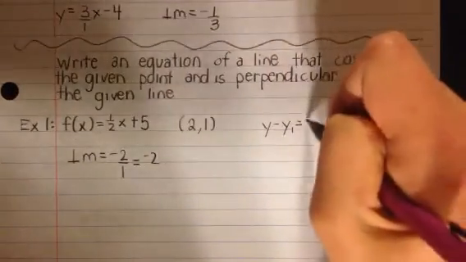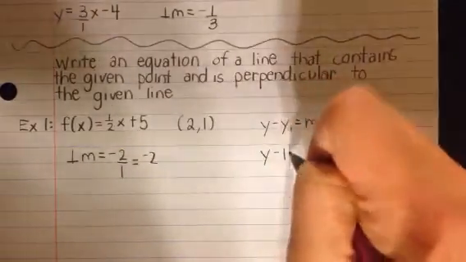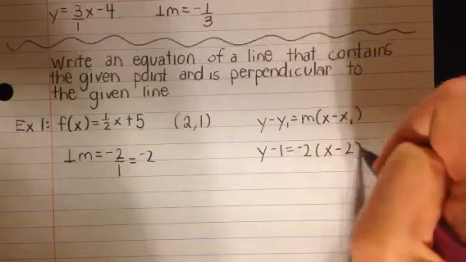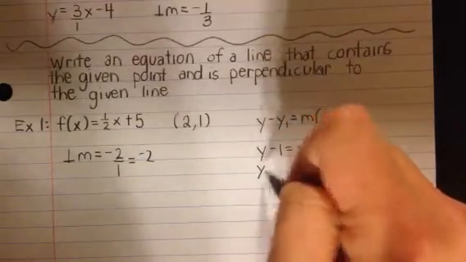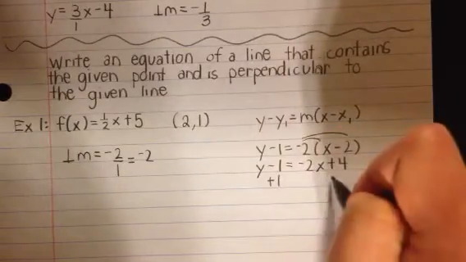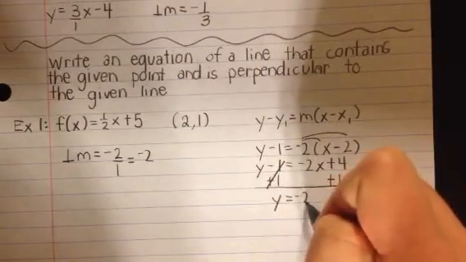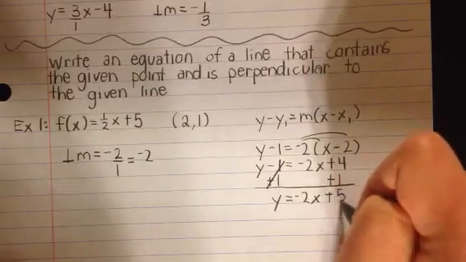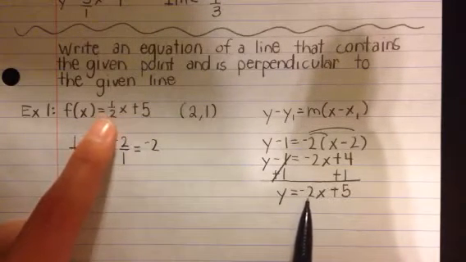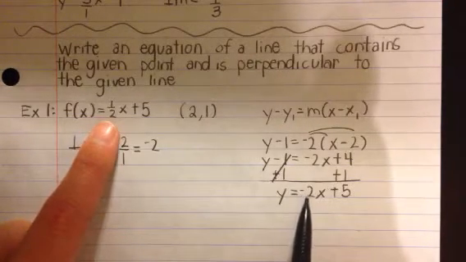slope once again. Jotting down the point slope formula, we get y minus 1 equals, our slope now is -2, x minus 2. When I distribute through, I get y minus 1 equals -2x plus 4. Add 1 to both sides. I get y equals -2x plus 5. Again, you want to make sure those slopes are opposite reciprocals, which they are. You flip the sign and you flip the fraction.